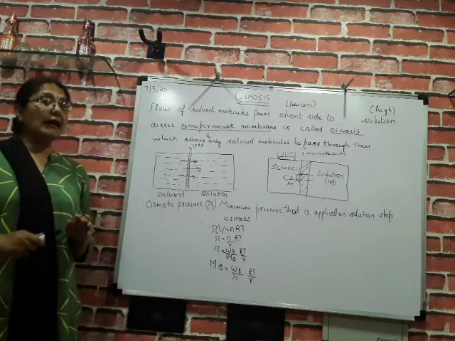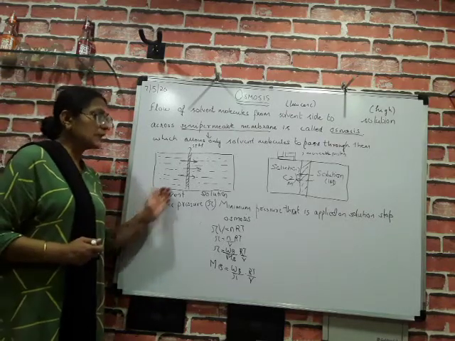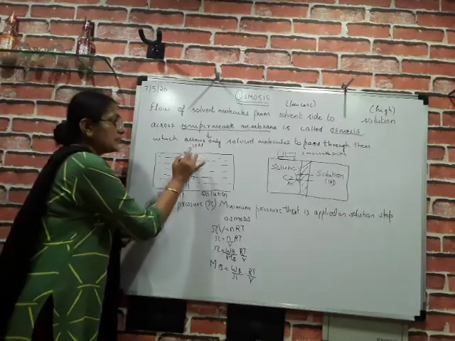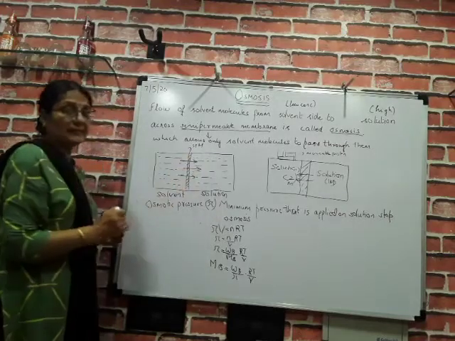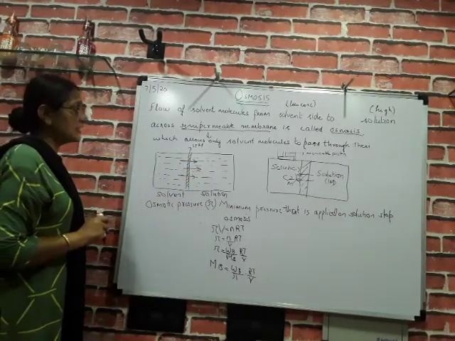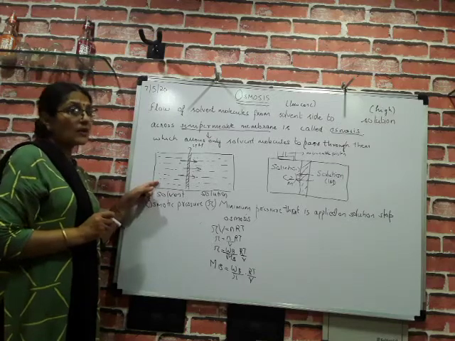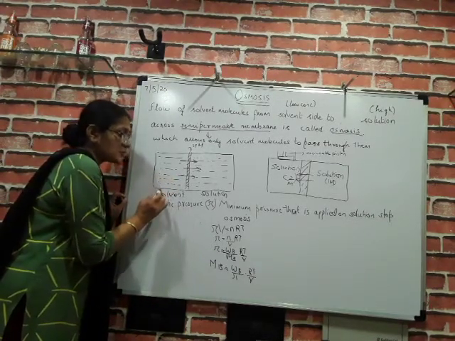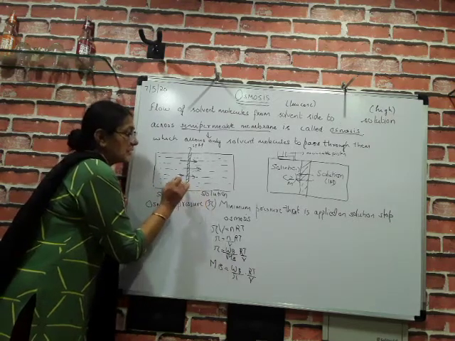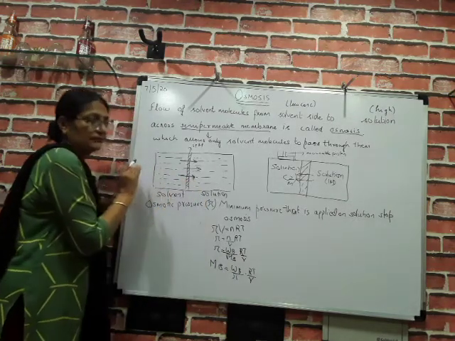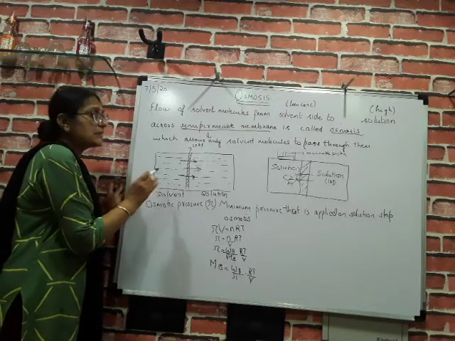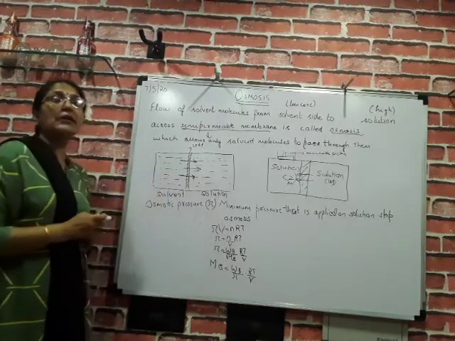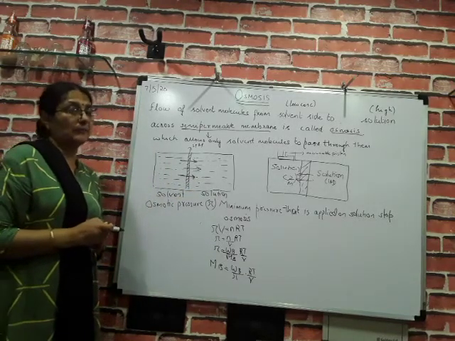Now, if I have taken solvent and solution in a tank which are separated by a semi-permeable membrane, then according to the definition, osmosis occurs from low concentration, that means pure solvent, to solution. This is the direction, and this movement will continue till the concentration on both sides becomes equal.